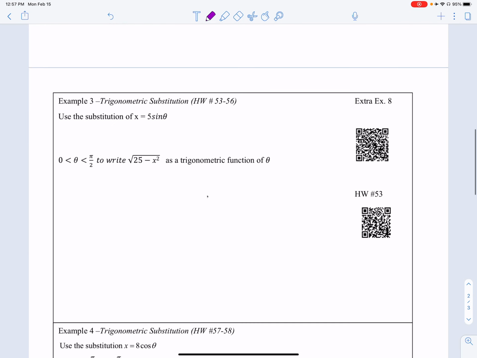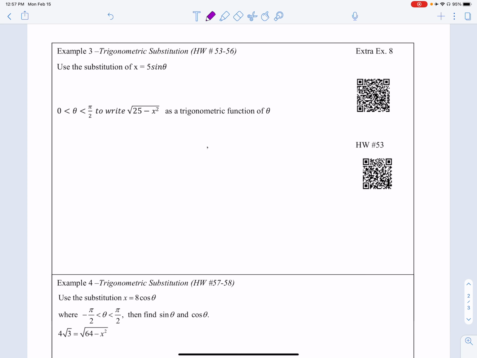So moving to example 3, we have a trig substitution. We're going to substitute in for x this 5 sine theta. And they're letting us know that theta is a quadrant 1 angle. And so that tells us that all trig functions would be positive. So we're going to start with this 25 minus x squared. We're going to work down, start with an equal sign. And we're going to replace x with 5 sine theta. So this is going to become 25 minus 5 sine theta.